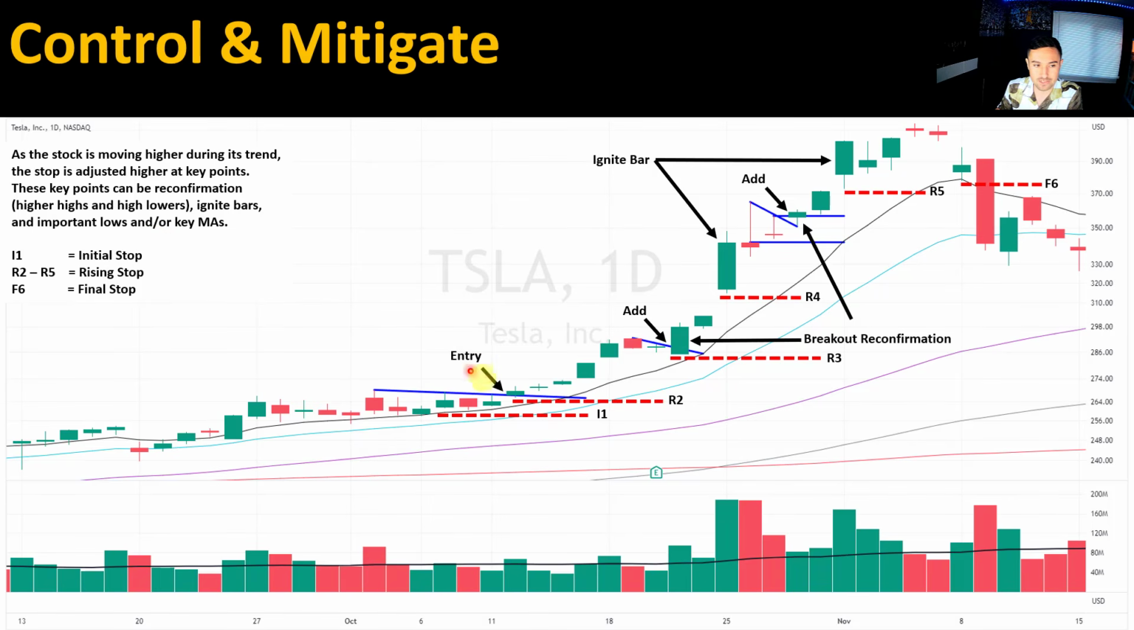So imagine that the initial entry is here. Okay, the entry is here at this breakout, and let's say the initial stop loss is placed here, and then we're going to talk about the R's and then the F as well for the stop losses.